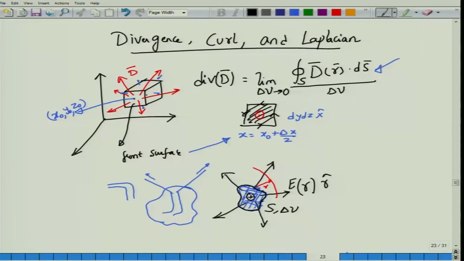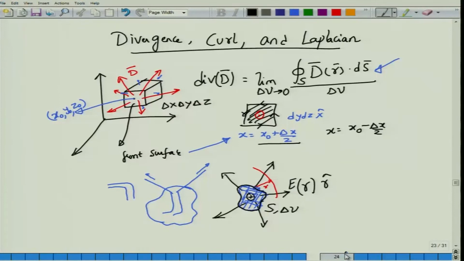If you go back to this unit cube picture, the center of the cube will be having a point x naught, y naught and z naught, and the cube itself has a volume of delta x, delta y and delta z. Therefore, the front surface is actually given at x naught plus delta x by 2, the back surface will be given at x naught minus delta x by 2, and the side surfaces will be given at y equal to y naught plus delta y by 2, and the left surface will be given at y equal to y naught minus delta y by 2, and so on, okay.